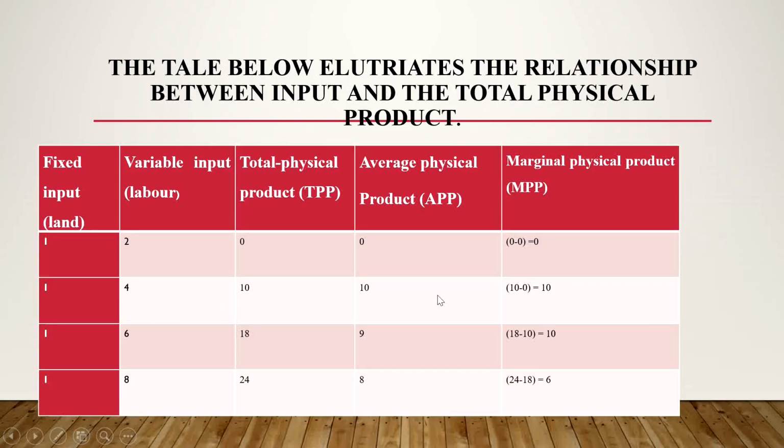We came up with a table here showing some values and bringing the relationship between the three closer to our attention. When you look here, we picked land, and it has a constant value. We also picked labor that is varying at different intervals, with TPP, APP, and MP.